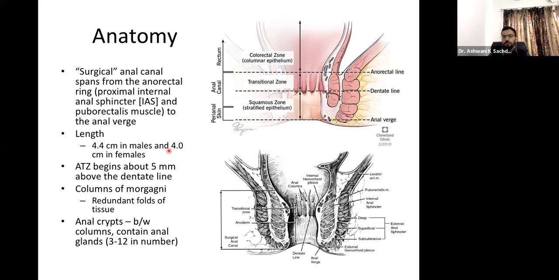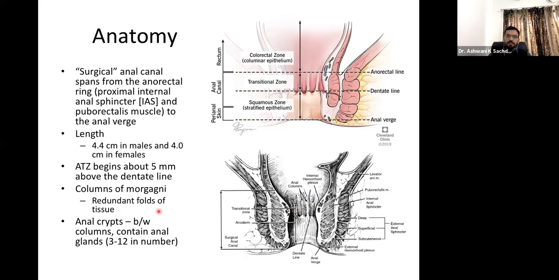Its length is about 4.4 centimeters in males and slightly less in females, about 4 centimeters. It has three zones. The upper zone is in the rectum, a columnar epithelium lined zone. Next is the transitional zone, which lies between the colorectal mucosa and the squamous epithelium of the anal canal. It begins about 5 millimeters above the dentate line. This is the dentate line at the lower limit of the anal columns of Morgagni.